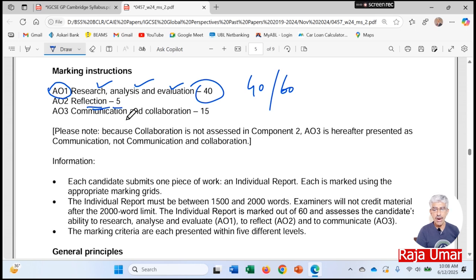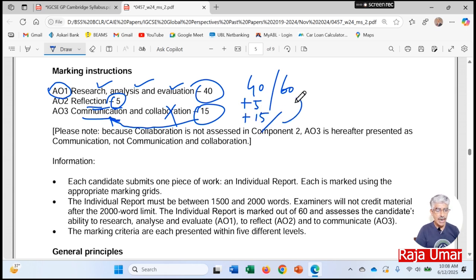So this is 5. And then the communication factor; collaboration is not there in the individual report, but it is part of the team project, component 3. So all these 15 marks are for communication, that how the candidate is conducting the research, and how the candidate is explaining different perspectives to communicate well with people, to explain different ideas and different things out of that research. So 15 marks for that. So 40 plus 5 of reflection plus 15 of communication. This is how it comes up to 60 marks of your individual report.